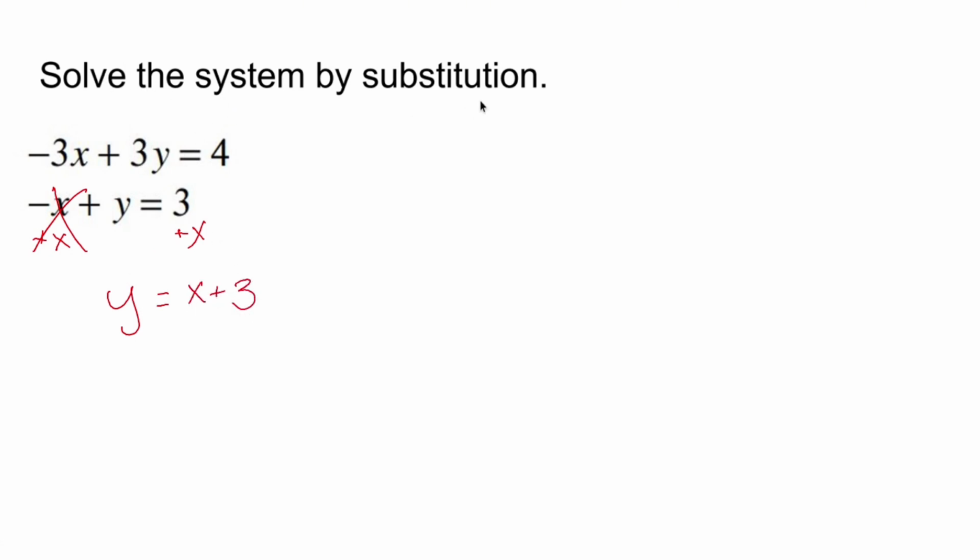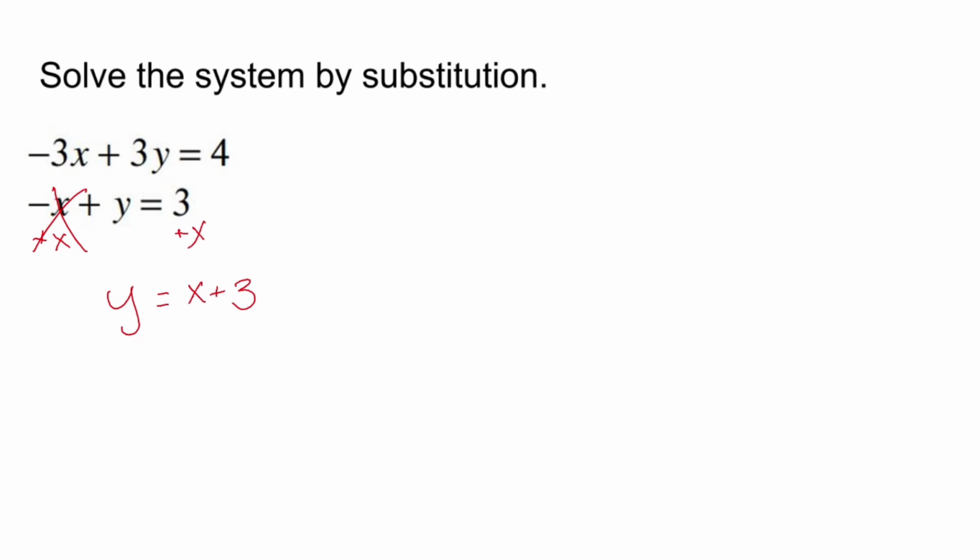Now again, my first step in substitution is to get any equation and solve it for any variable, and since y is positive all by itself, no coefficient, that seems to be the easiest one to use. So I did that. Y is now all by itself. Since I manipulated the bottom equation, I have to plug this into the top equation.